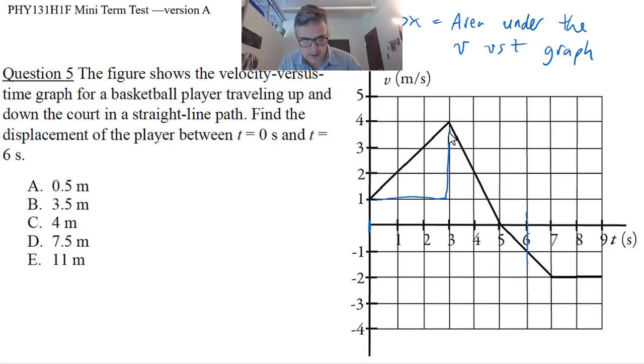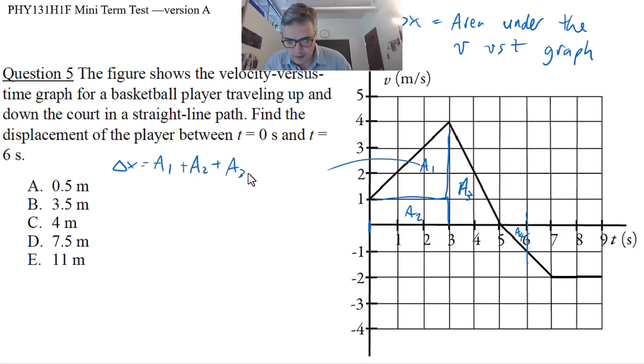So I would say this area right there, maybe call that A1, plus A2 down here, plus A3, and there's A4 down here. So delta x is going to be A1, which is a triangle, plus A2 plus A3 minus the area of A4. I'm just going to use triangle or rectangle rules. So A1 is going to be 1/2 base times height. A2 is just going to be the base times the height there.